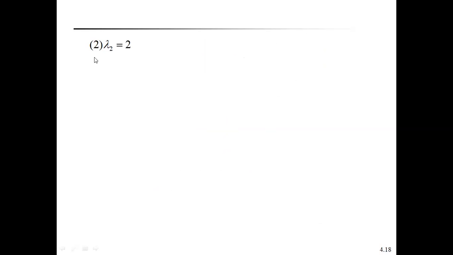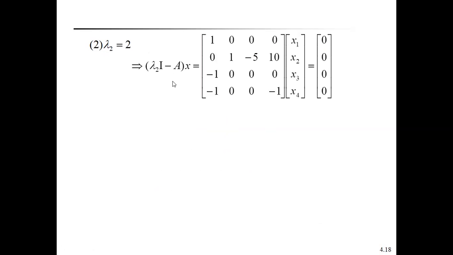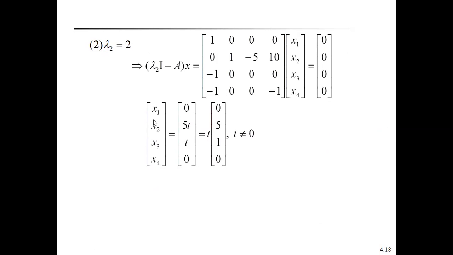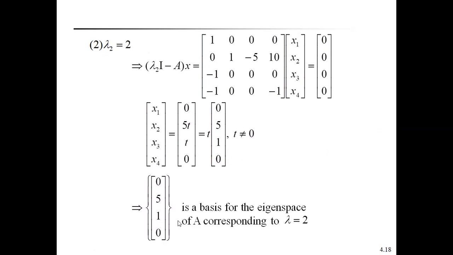Similarly, to find the eigenvector corresponding to lambda 2 equal to 2, write the equation lambda 2 I minus A into x. To simplify this, it can be reduced into echelon form to find the values of x1, x2, x3, x4 in terms of t, giving t into 0, 5, 1, 0. It is spanned by only one column vector. Therefore, it also forms a basis for the eigenspace corresponding to lambda equal to 2.